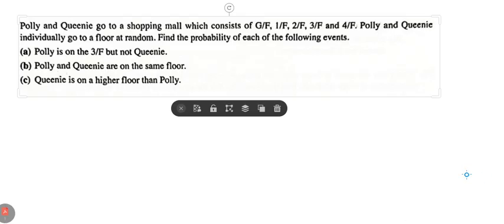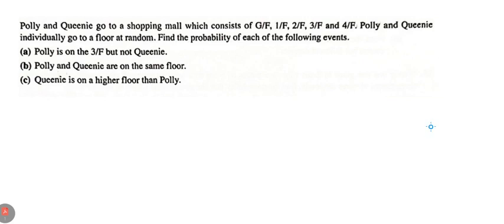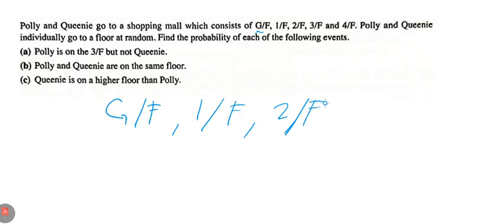First, we're going to identify the floors available. We have the ground floor, first floor, second floor, third floor, and fourth floor. So they're about to count it down here. So we have ground floor, next first floor, second floor, third floor and fourth floor.